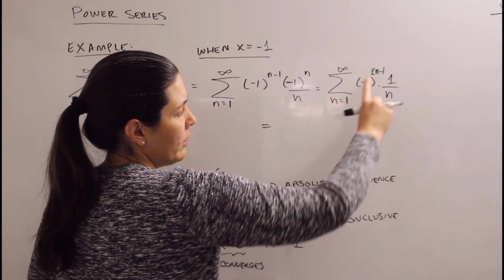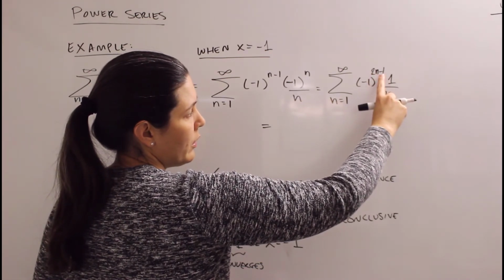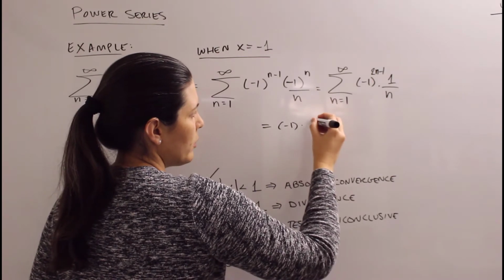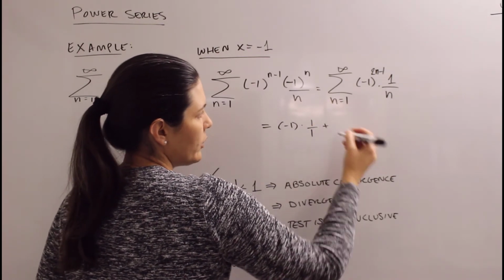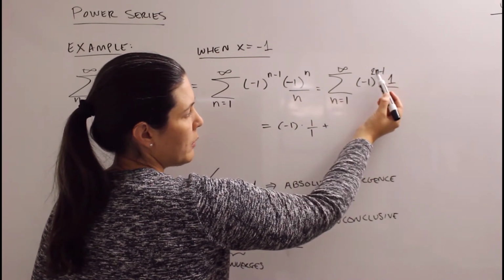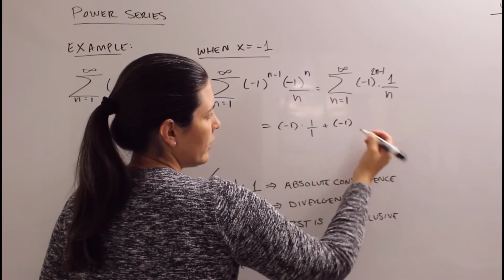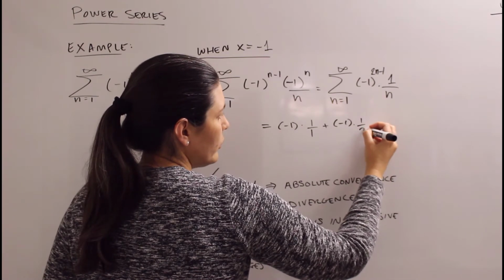When n is 1, this becomes 2 minus 1. That becomes a 1 power. So that's -1 times 1 over 1. My next term, when n is 2, this becomes 4 minus 1. That's the 3rd power. So that's -1. Then that's 1 over 2.